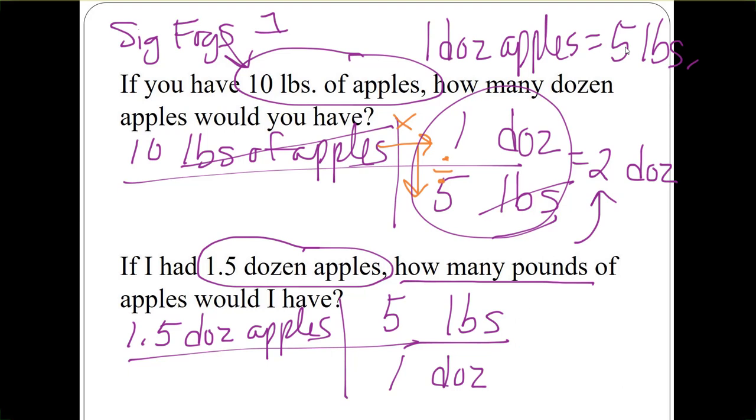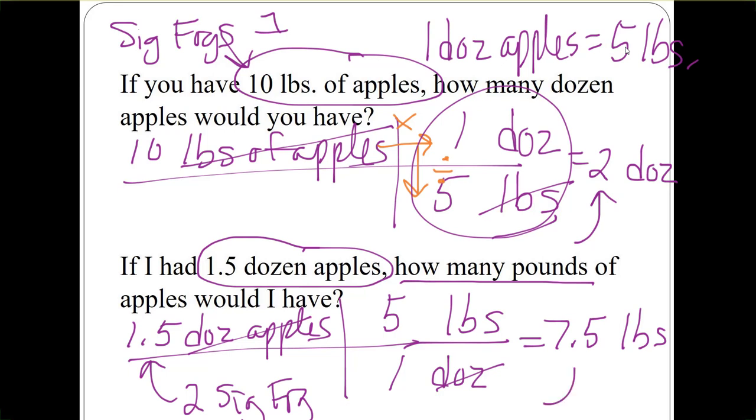So we are going to take 1.5 times 5 divided by 1. Dozens cancels. I'm left with pounds. And so 1.5 times 5 would be 7.5. Let's double check our sig figs. I have 2 significant figures there. And so I want to make sure that my answer also has 2, and it does.